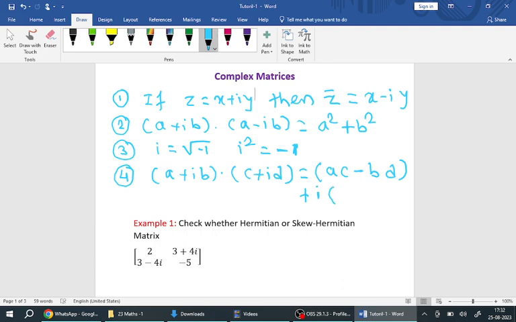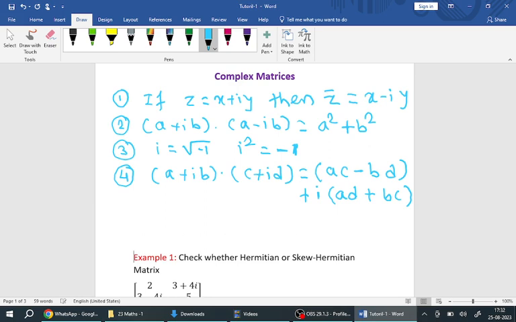Now for the imaginary part, when you multiply a with id, it comes ad into i, so that iota is outside. Similarly, b with c, so plus bc there. So this is the way. These are the prerequisite formulas. These four prerequisite formulas you require in complex matrices.